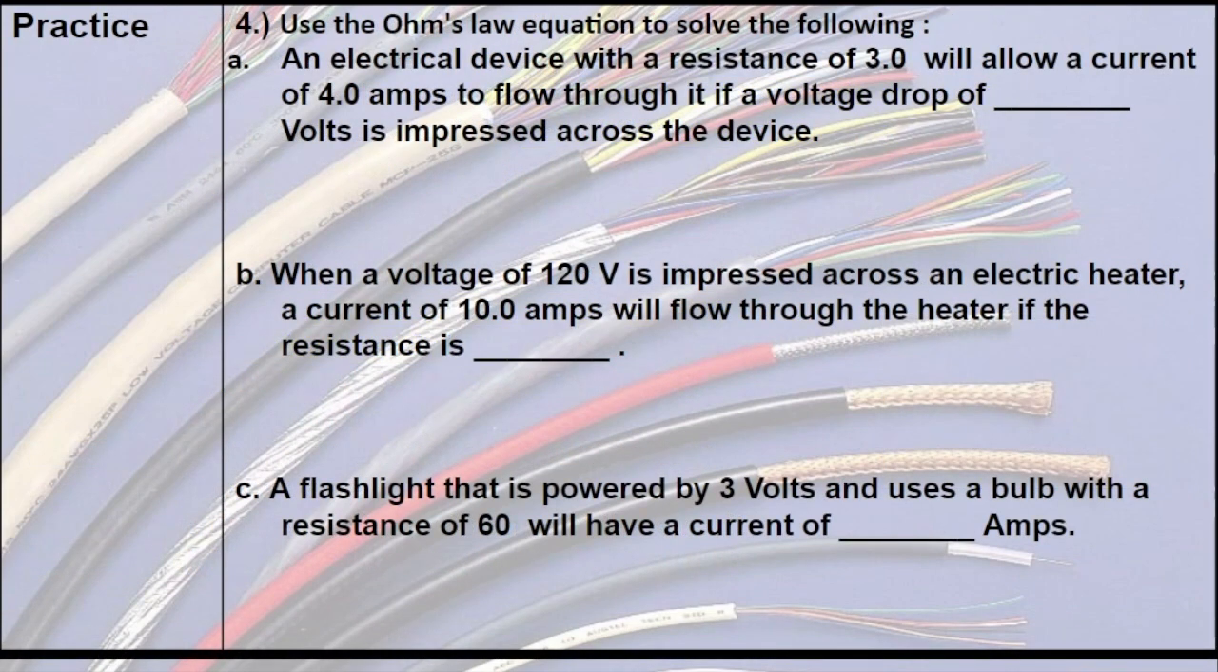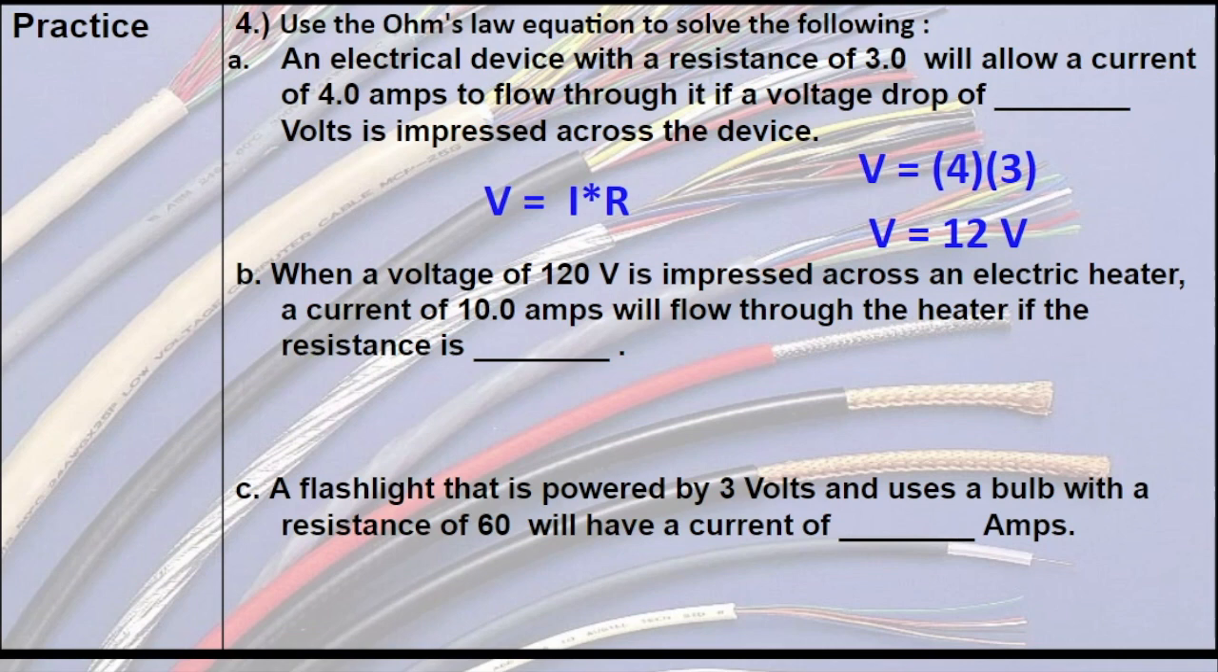Take a look at a few more practice problems with Ohm's law. And over here we have an electrical device with a resistance of 3 ohms will allow a current of 4 amps to flow through it if a voltage drop of blank volts is impressed across the device. So we know that V equals IR. In this case, I is 4 amps and R is 3. So V is equal to 4 times 3, which just means that the voltage should be 12 volts.